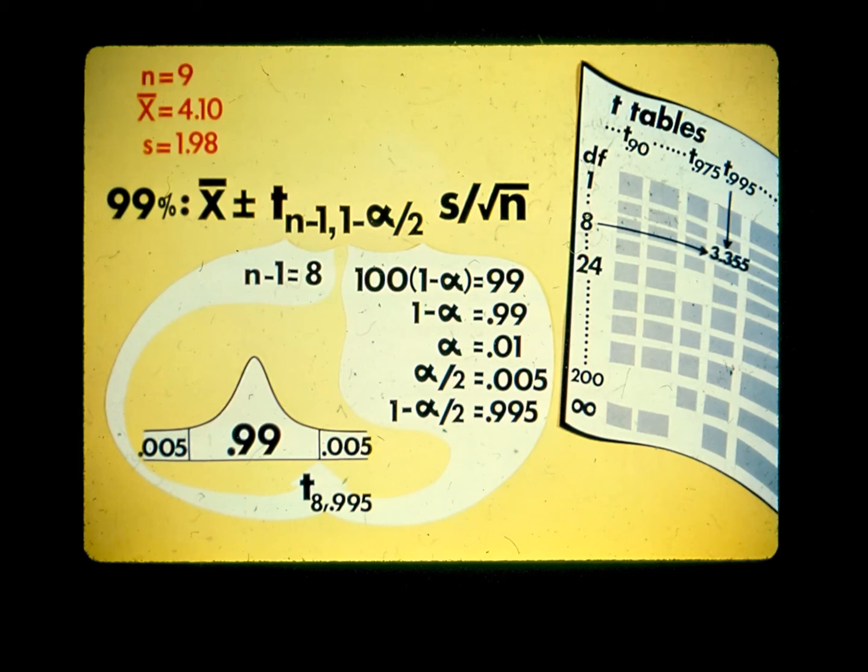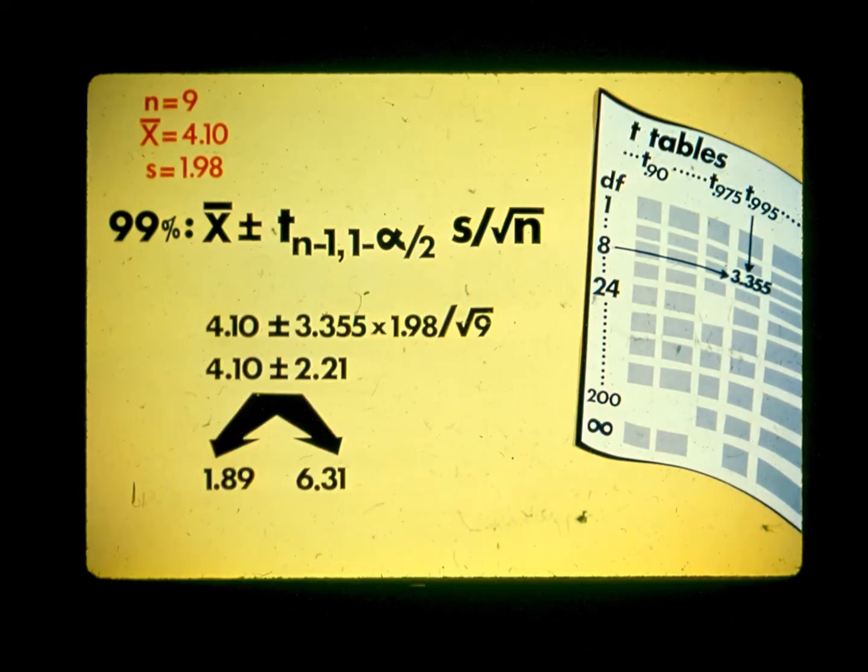Thus we need to look up t sub 8, comma 0.995, the 99.5% point of the t-distribution with 8 degrees of freedom. Using the tables of the t-distribution, we find this value to be 3.355. At the top, we have substituted the multiplier, the t percentile, 3.355, into our confidence interval formula.